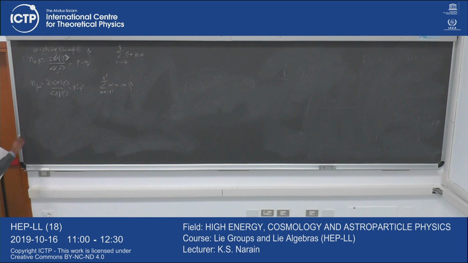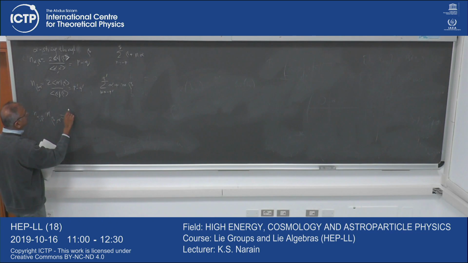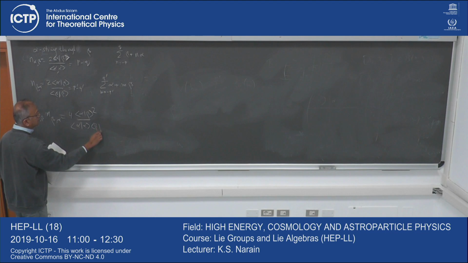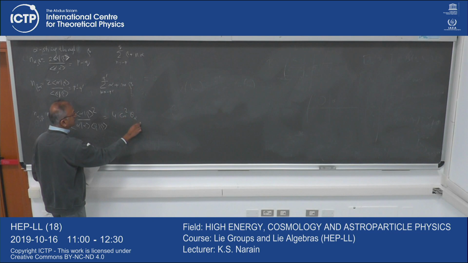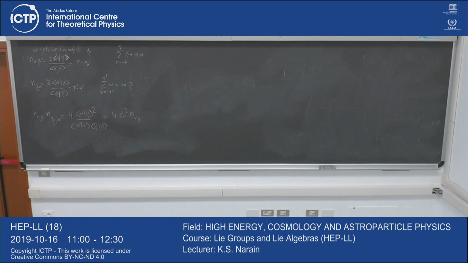And now the important point: if I take the product of this n alpha beta with n beta alpha, you get 4 alpha beta square divided by alpha alpha beta beta, which was the same as 4 cos square theta alpha beta. Right? Just summarizing what we did last time. And that's a very powerful statement, right?